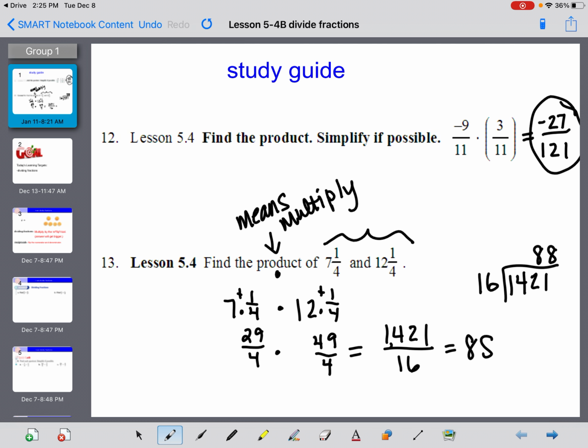16. It actually equals 88 because I worked the problem before, and that equals 1,408. And then 1421 minus 1408, and you get 13/16.